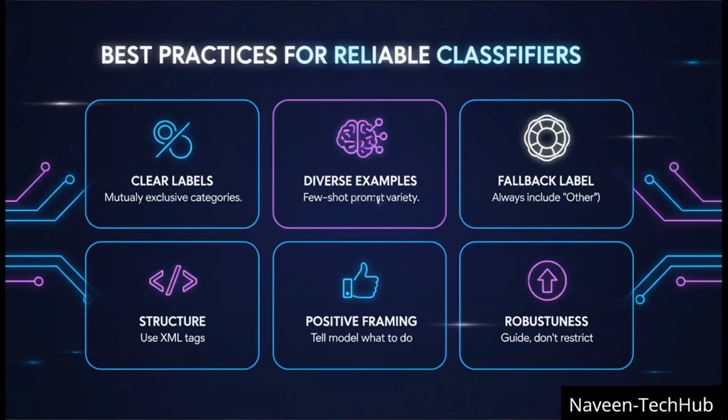Now, to make your classifiers really solid, there are a few best practices to keep in mind. First, make sure your labels are super clear and don't overlap, so the AI doesn't get confused. If you're giving it examples in the prompt, that's called a few-shot prompt, make sure they're balanced. Of course, always include that fallback label we talked about. And a neat trick is to use simple tags, like XML tags, to structure the prompt. And finally, tell the model what to do, not what not to do. It just works better that way.